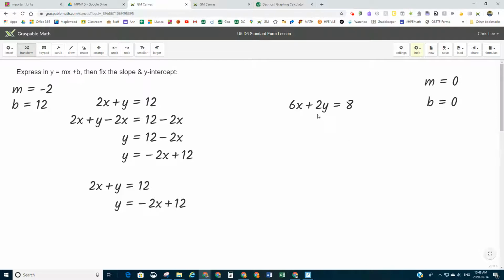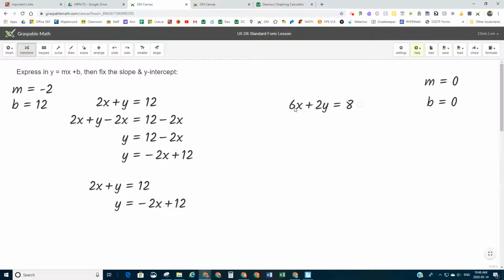So in this one, we want it in y equals mx plus b. In order to do that, I've got to get the y by itself. So I need to move this 2x. I move it by subtracting 2x from both sides. So I could do it like the top method here, where I subtract 6x, subtract 6x. But instead, I'm going to move it and see what happens.